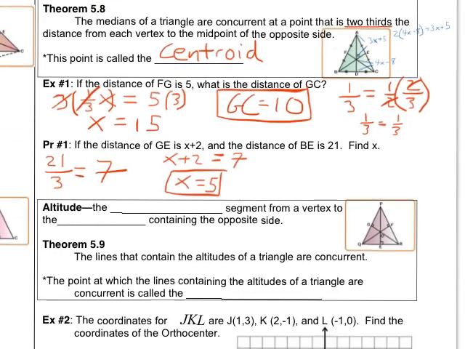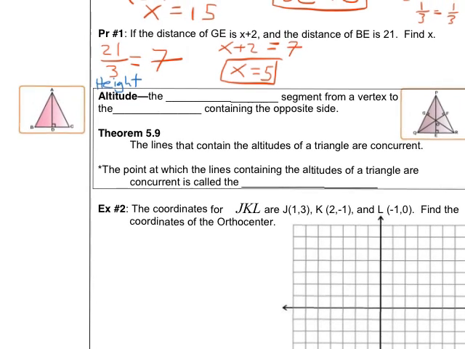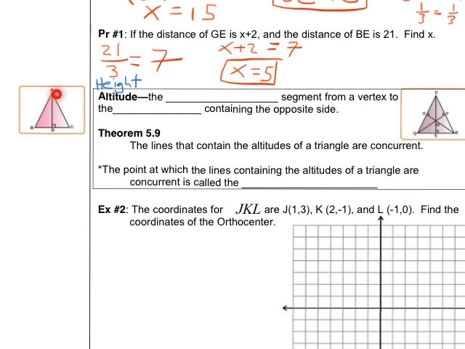Altitude. Now this is a term you've probably heard before, but you usually will call it the height. That's probably more often how you've heard of this part of a triangle, the height of a triangle. Well, that's the distance that connects to one vertex and is perpendicular to the line containing the opposite side. So, in the definition, we would say the perpendicular segment from a vertex to the line containing the opposite side.